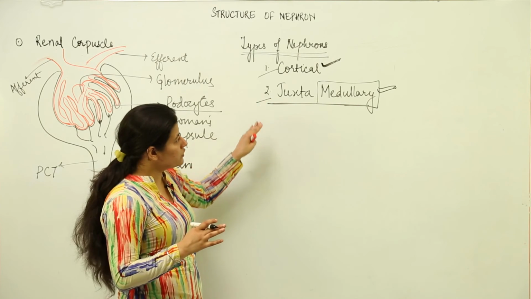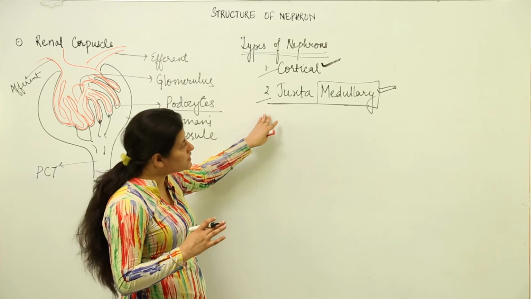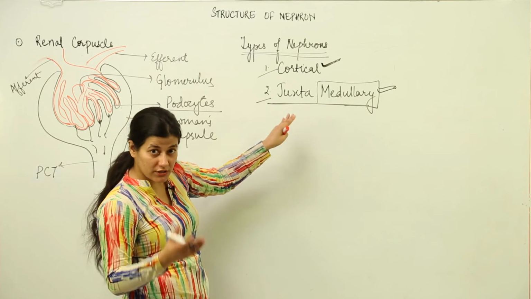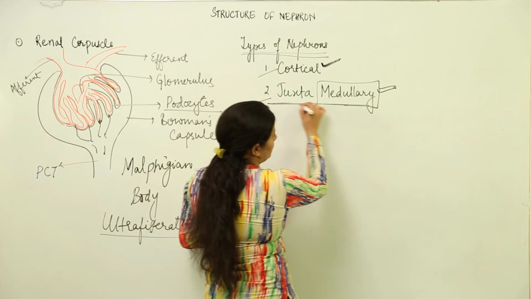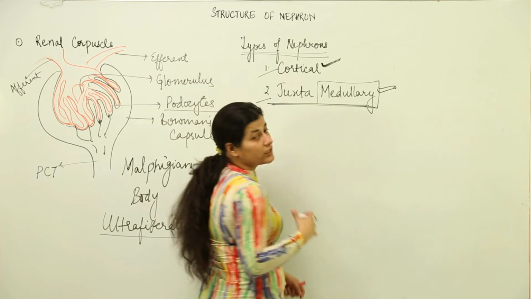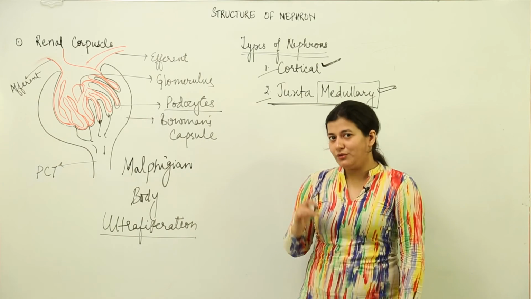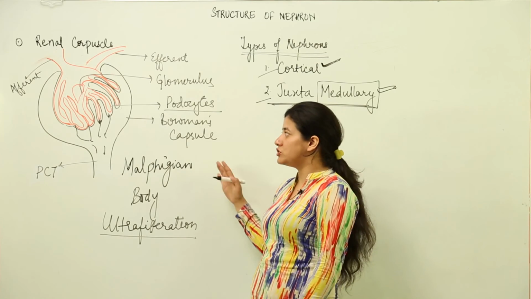That would be known as juxtamedullary nephron. Now we are going to come across another word, juxta, in juxtaglomerular. I hope you will not confuse juxtamedullary nephrons with the juxtaglomerular apparatus. Now this apparatus is very important. We are going to study about it in the formation of urine itself.